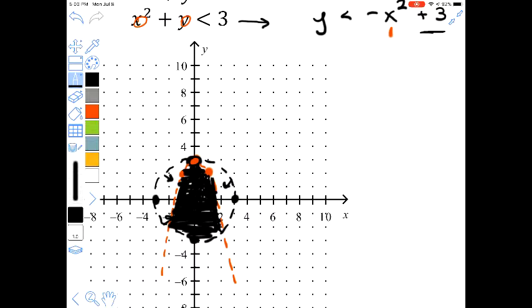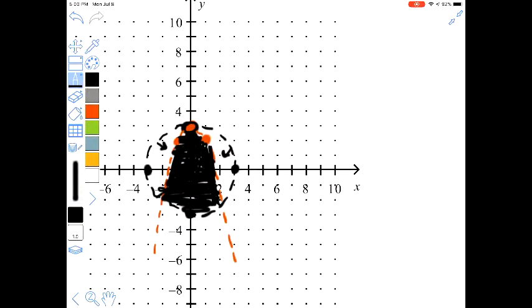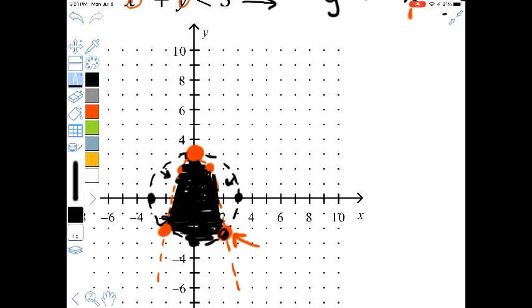Okay, problem's not done yet though. The other part of the problem is, label the vertices. The vertices are where the graphs intersect. We already found one of them right here. But we've got to find the location of that point, and that point. How do I know which equations or inequalities to use to find that point? Solve the system. Because it'll be a quadratic, it'll have two solutions.